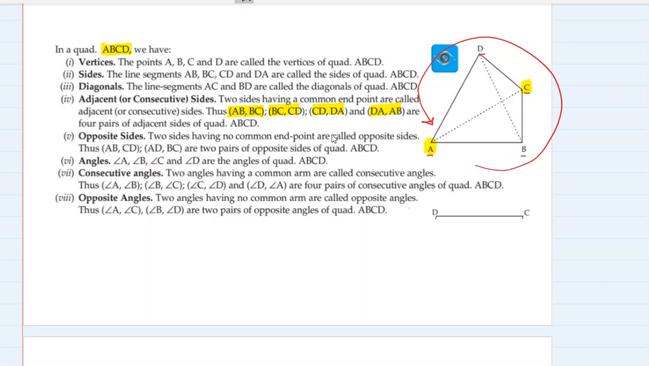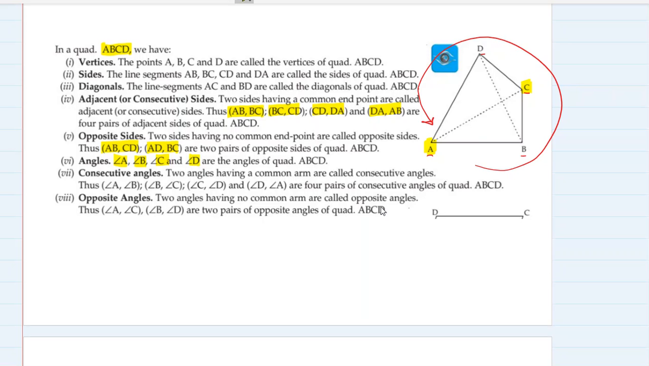Opposite sides are those sides which have no vertex in common. For example, in ABCD, AB and CD, and AD and BC. These are two pairs of opposite sides of quadrilateral ABCD. Angles, it has got four angles: angle A, angle B, angle C, angle D. Now you can name these angles in three letters as well. That is angle DAB, angle ABC, angle BCD, and angle CDA. Okay, so these are the four angles.